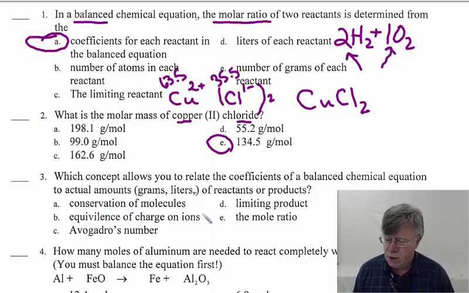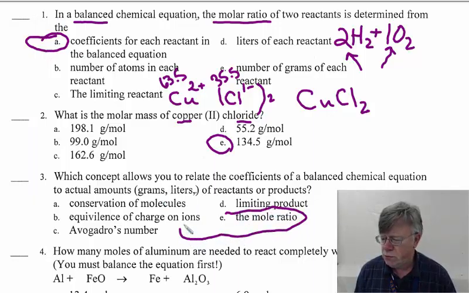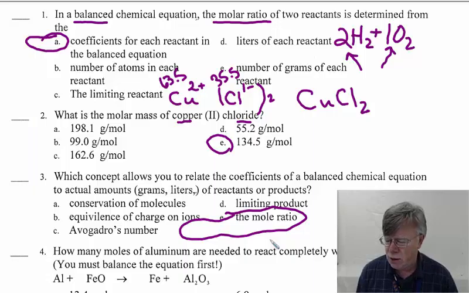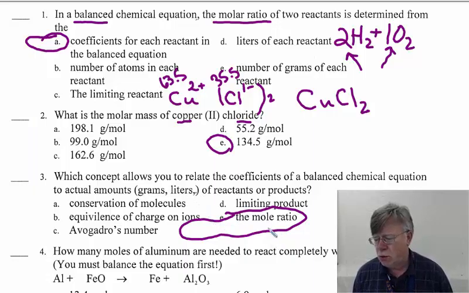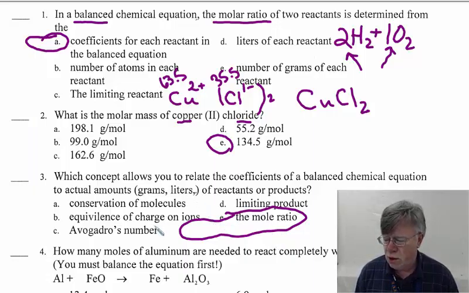Which concept allows you to relate the coefficients in a balanced chemical reaction to actual amounts of reactants and products? Okay, in the same vein as question number 1, question number 3 is really talking about the mole ratio. Without the mole ratio, these numbers in front, the 2 and the 1, like I'm showing you here, you cannot determine the actual amounts of anything. Every chemical problem has a mole ratio, so that's really the heart of it. And the coefficients, of course, are the ratio we're talking about.